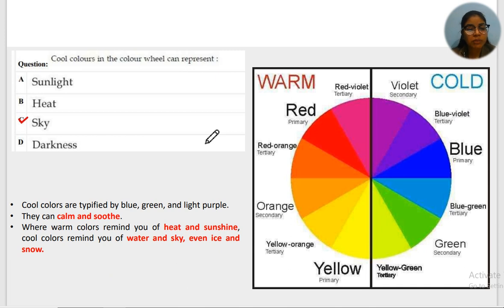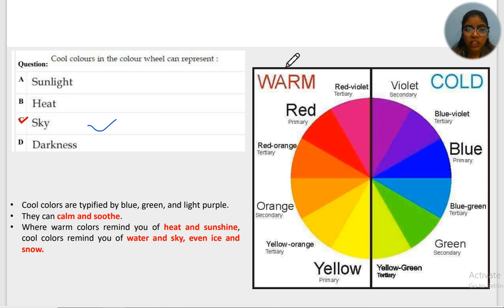Next question is asking what the cool colors in the color wheel can represent. After looking at the cool colors, they can represent the sky. Now look at this image here.